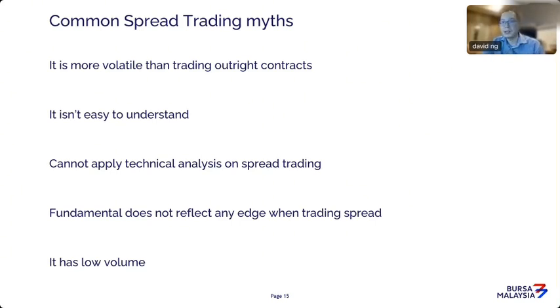Now, last but not least, the notion that it has low volume. This is again false. If you look at certain exchange traded calendar spread pairs, especially the third month, whether it's July, August, you can see the volume is quite substantial. So there's no issue of low liquidity, or of not being able to get out. Those issues don't exist.